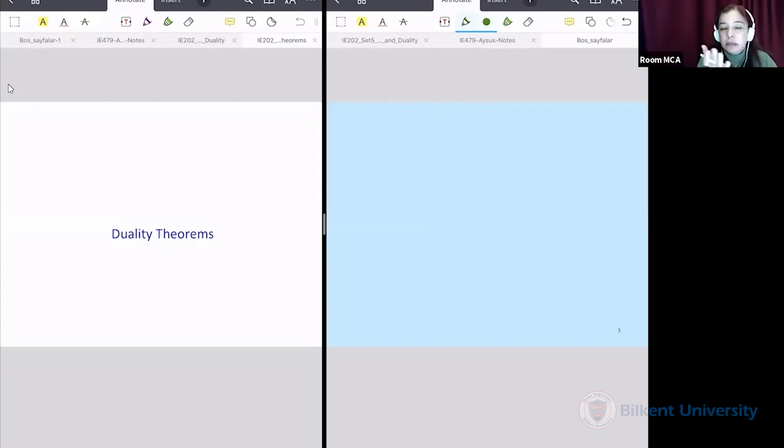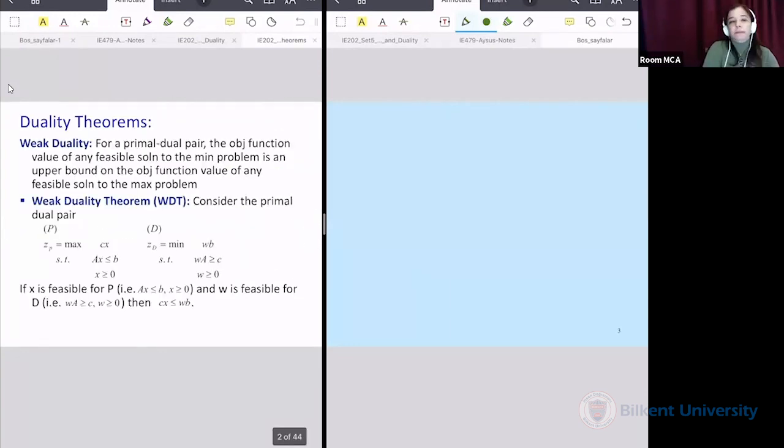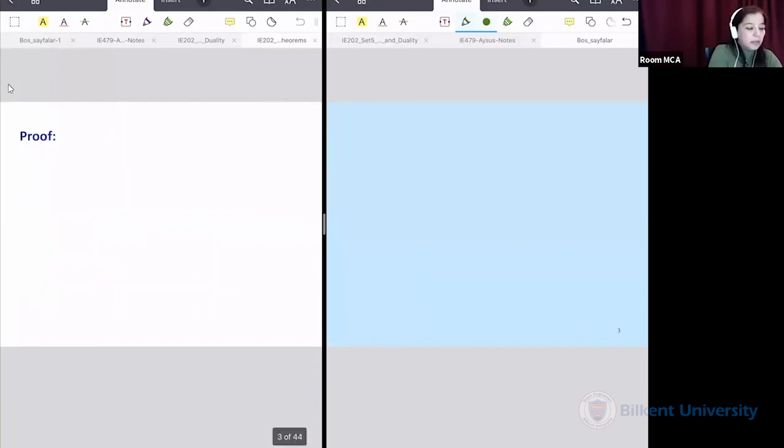That is, anything not in the canonical form, we learned how to deal with this, all right? Now the duality theorems. We start with the weak duality theorem. Let's read the theorem first, and then I'll prove it. Well, I'll go over the proof because the proof is already written on the board.